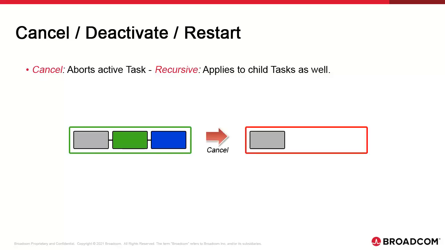When we cancel it, the second task is allowed to finish, while the third task takes a red canceled status. We also have the cancel recursive, which will cancel the workflow, as well as any active child tasks. We'll consider this scenario in a few moments.